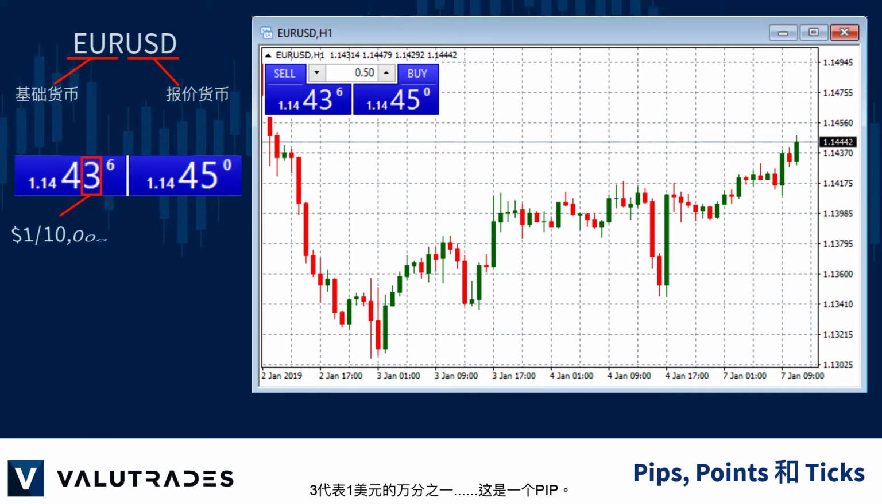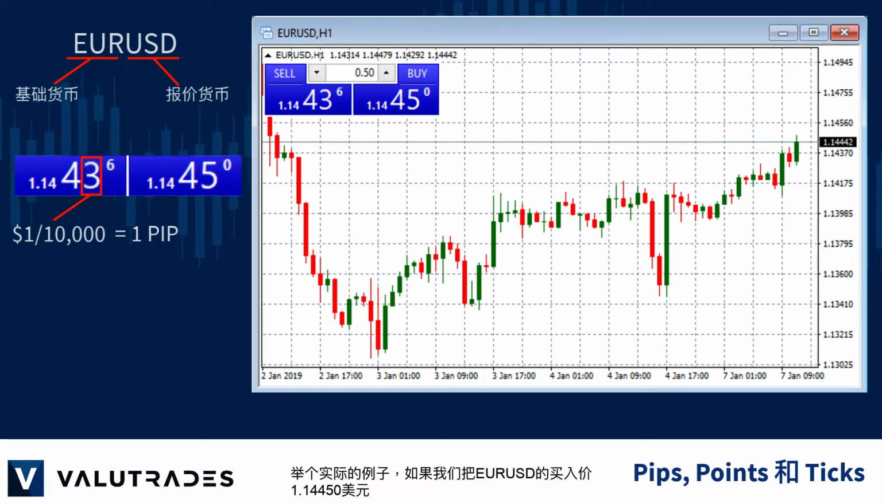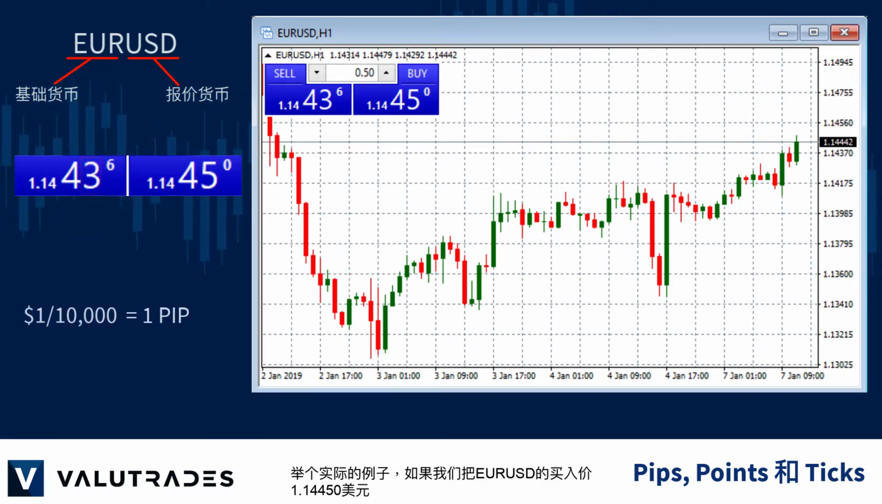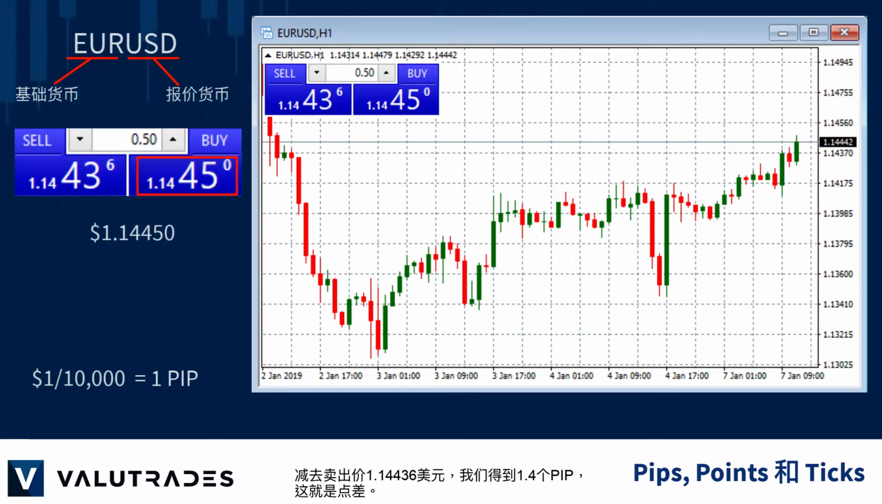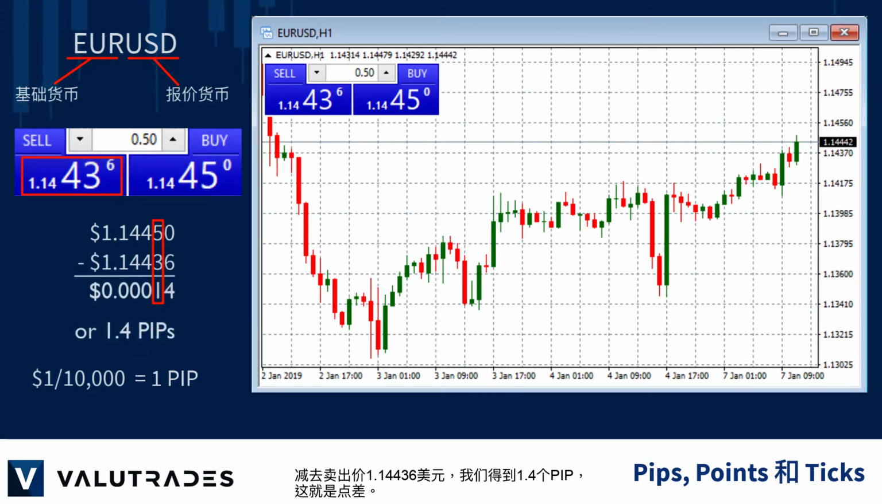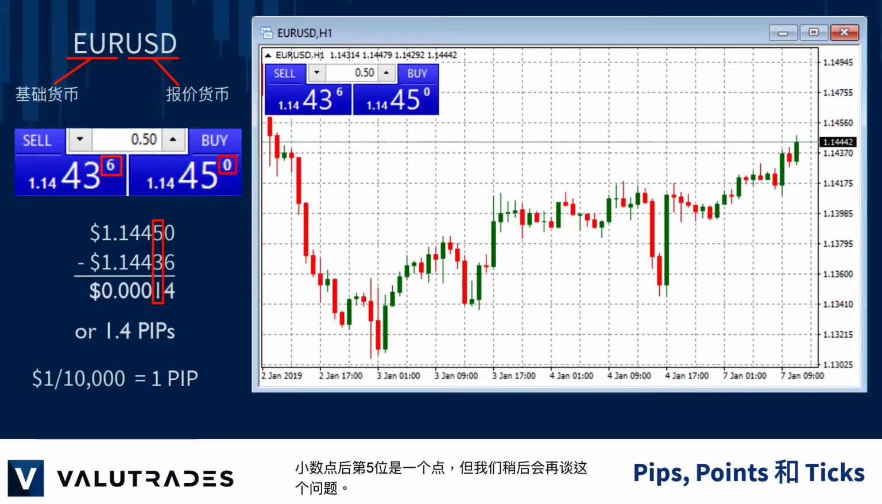The 3 represents 1/10,000th of a US dollar. This is a pip. As a practical example, if we take the buy price of euro-dollar of 1.14450 and subtract the sell price of 1.14436, we get 1.4 pips, which is the spread. The fifth decimal place is a point, but we will come back to that later.